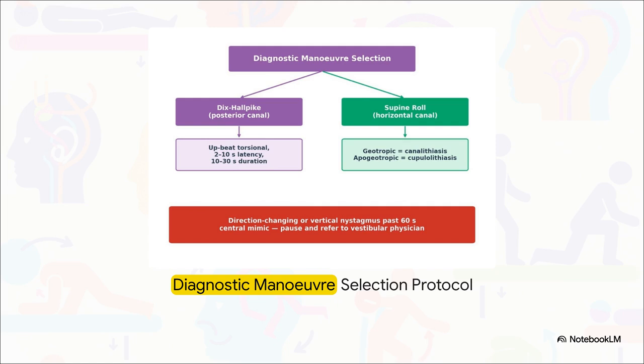We're also laying out the expected outcomes here, a beat torsional nystagmus for the posterior and either geotropic or apogeotropic for the horizontal. Now, definitely take note of that red warning box. If you ever see direction changing or vertical nystagmus lasting past 60 seconds, that's a central mimic. You need to hit pause right there and refer that patient out to a vestibular physician. So let's see how this builds into our very first major test.